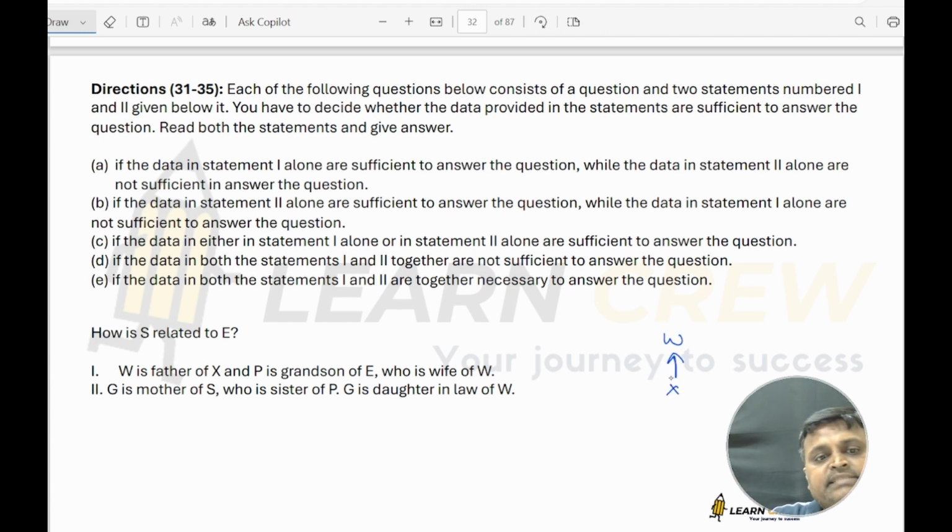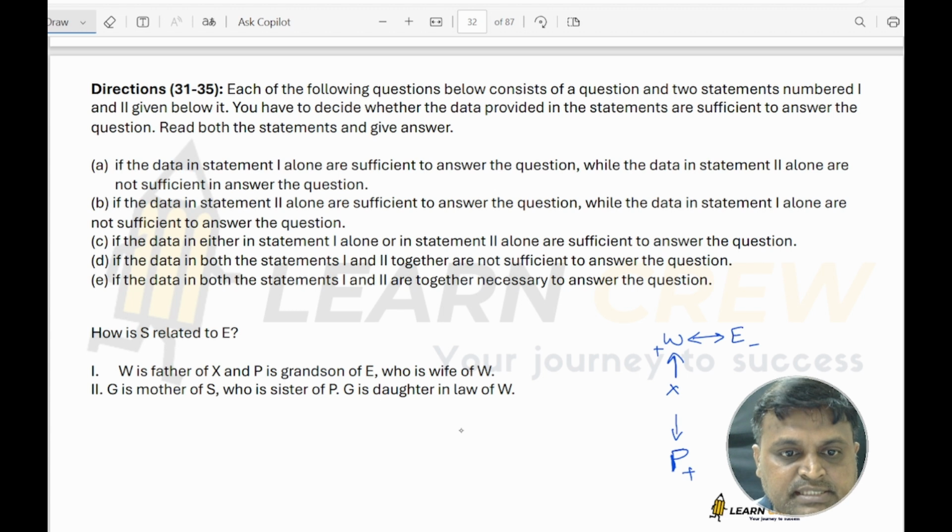P is the grandson of E. E is the wife of W. And what is given? P is the grandson of E. So P is in this generation. P is the grandson. Okay.